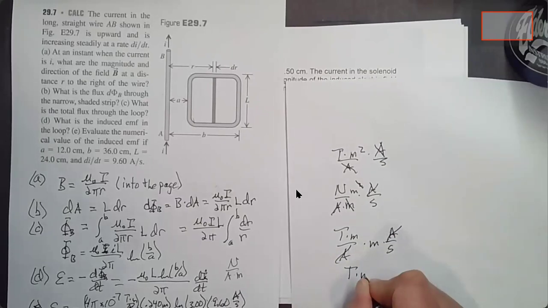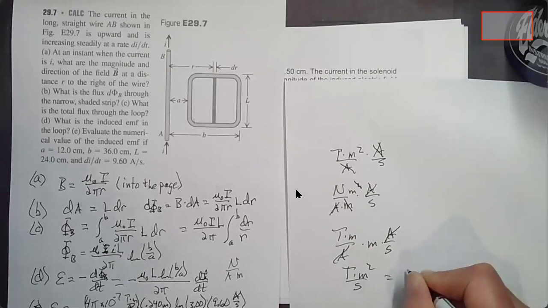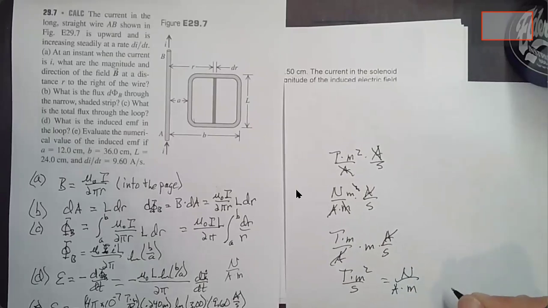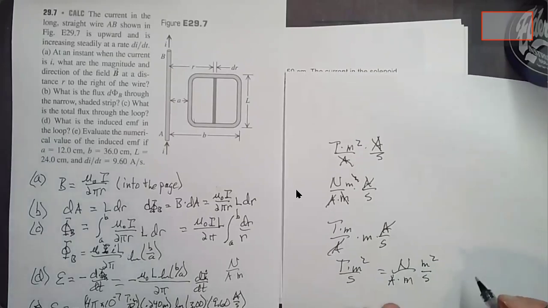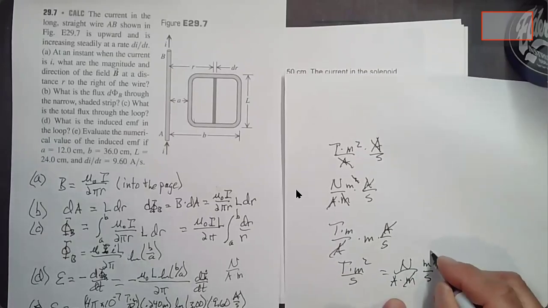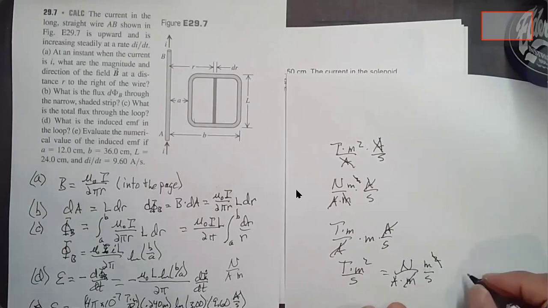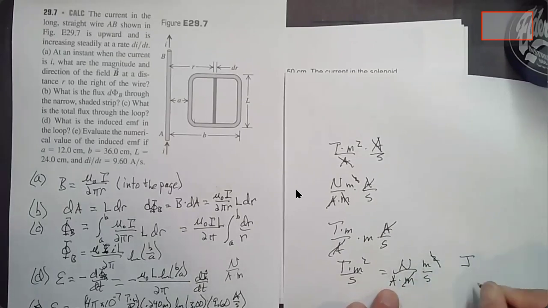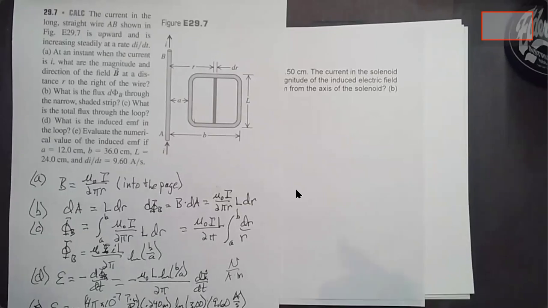So Tesla meter squared per second, but a Tesla is a Newton per amp meter. And I've got meter squared in a second. Okay, here we go. This will work better. On top, I've got a Newton meter, and on the bottom, I've got an amp second. But a Newton meter is a joule, and an amp is a coulomb per second, so an amp second is a coulomb. Joules per coulomb, or volts. Yay! All right. Well, that was a lot of work.